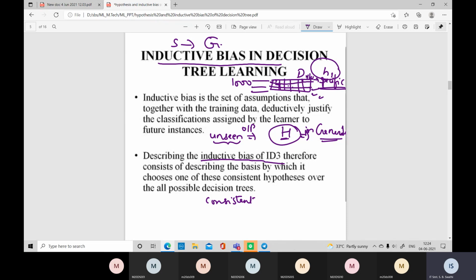For which we can also take the help of version spaces. The version space algorithm can filter this original training data and extract only the consistent data from the given training data. Version space is actually related to the candidate elimination algorithm. If required, we can also use that concept in decision tree.